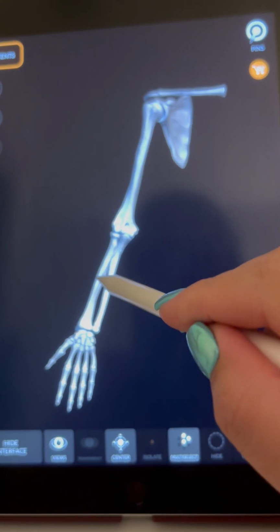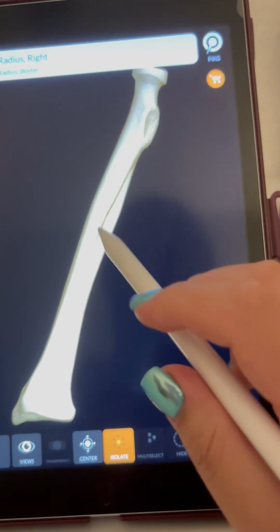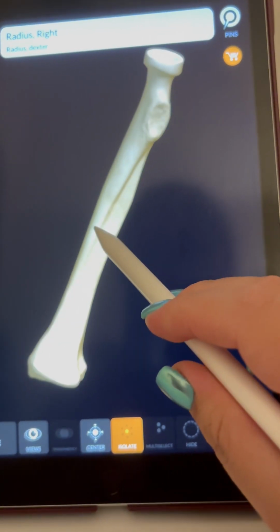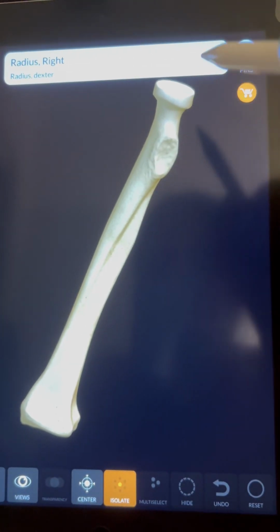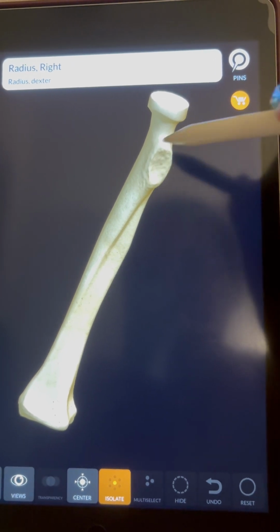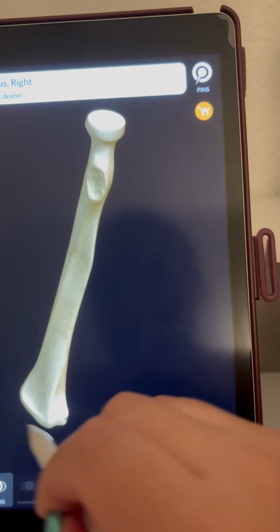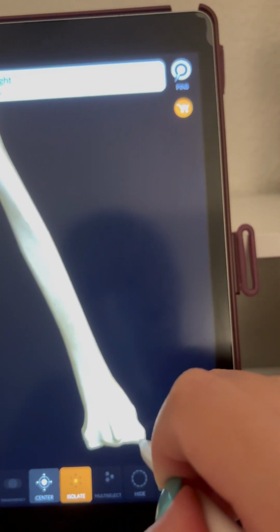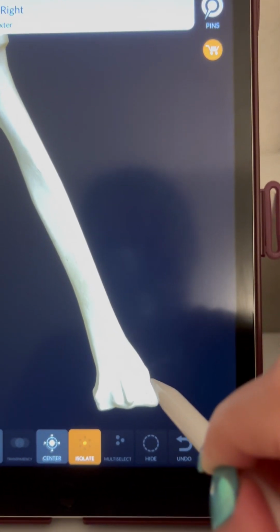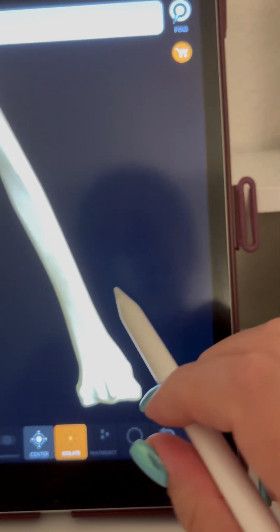And then next, we'll talk about the radius. For the radius, there's only 3 landmarks you would have to know. You have the head of the radius, and then this area is called the radial tuberosity, and then over here, this pointy part down here is called the styloid process.